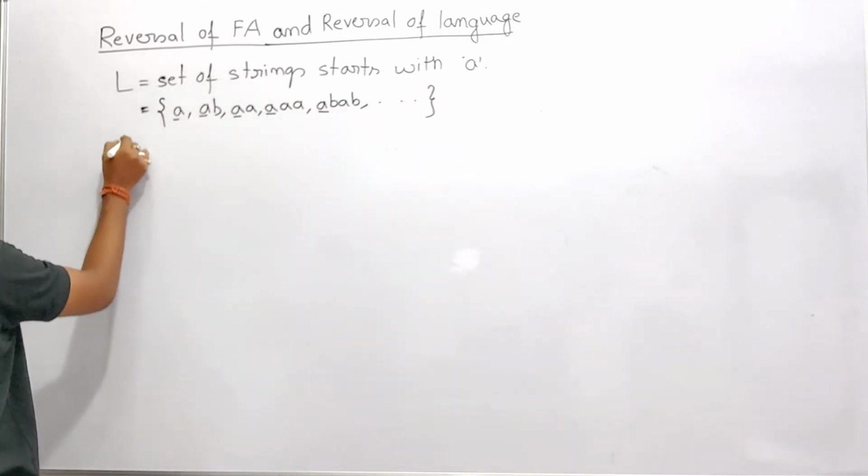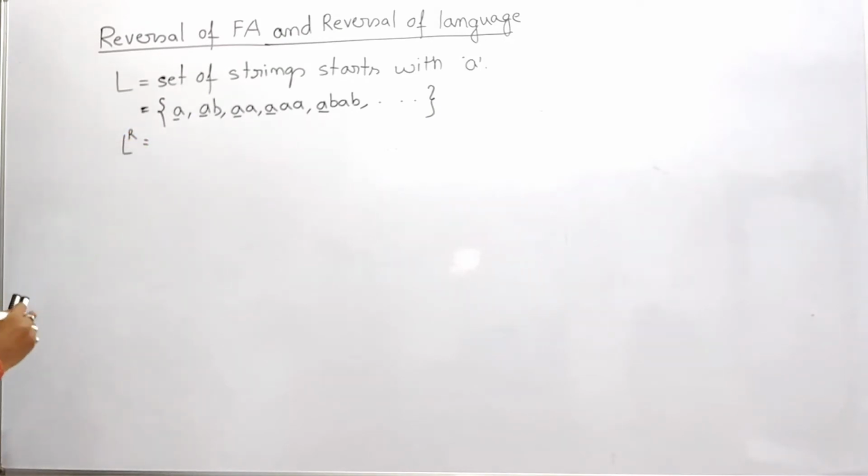Now its reverse will be, how to do the reversal? We will take each string from L and we will reverse it. So if you reverse A, you are going to get A only.